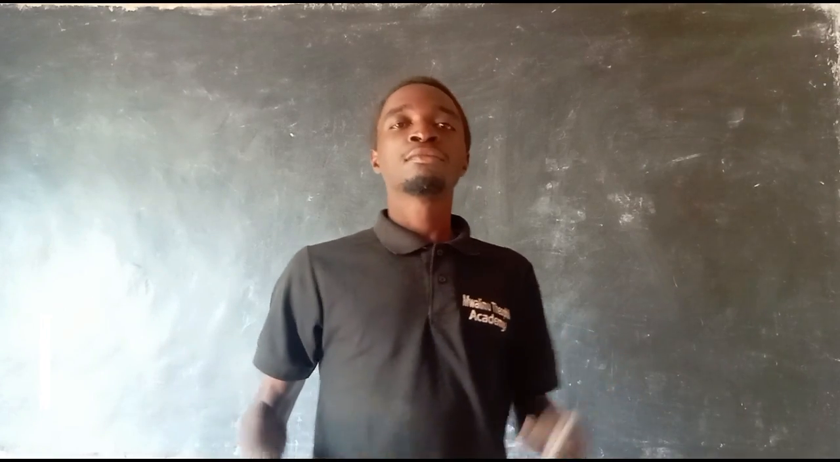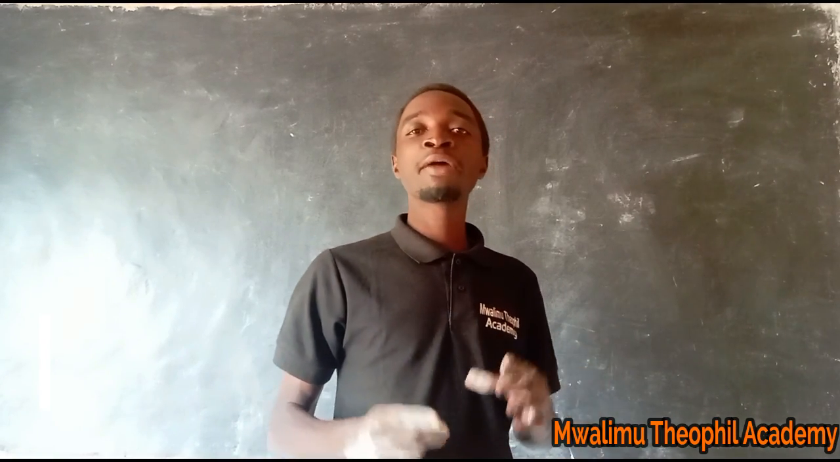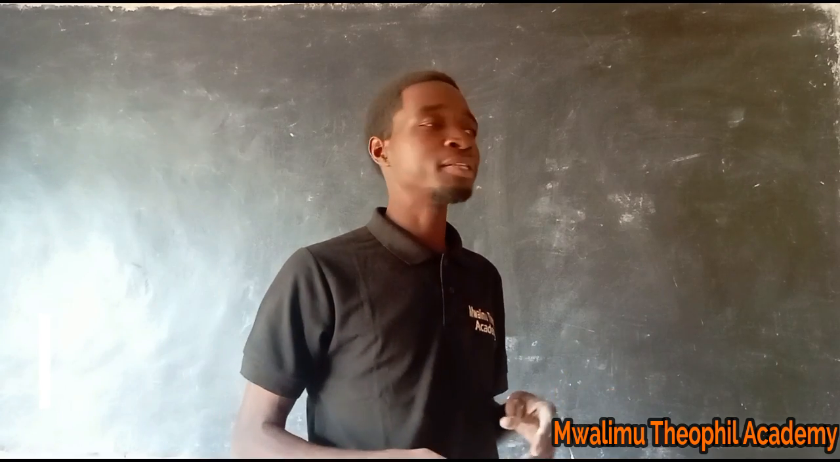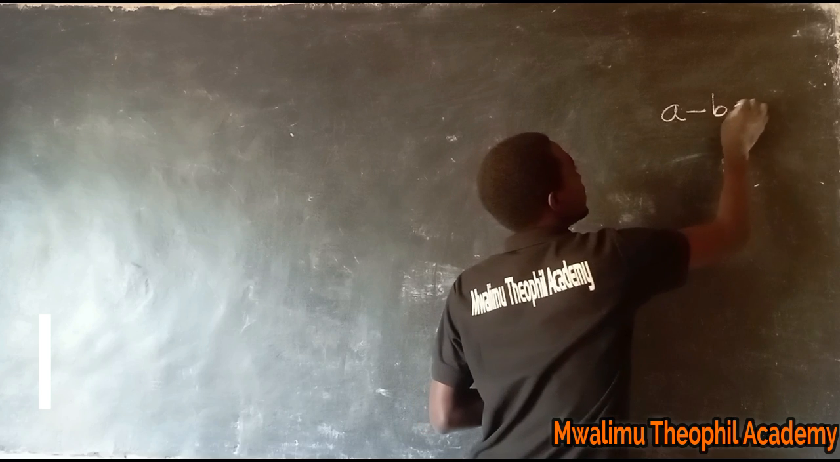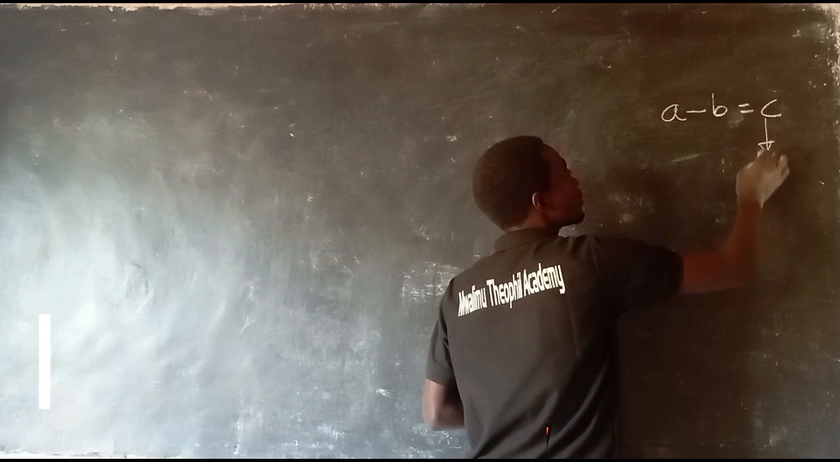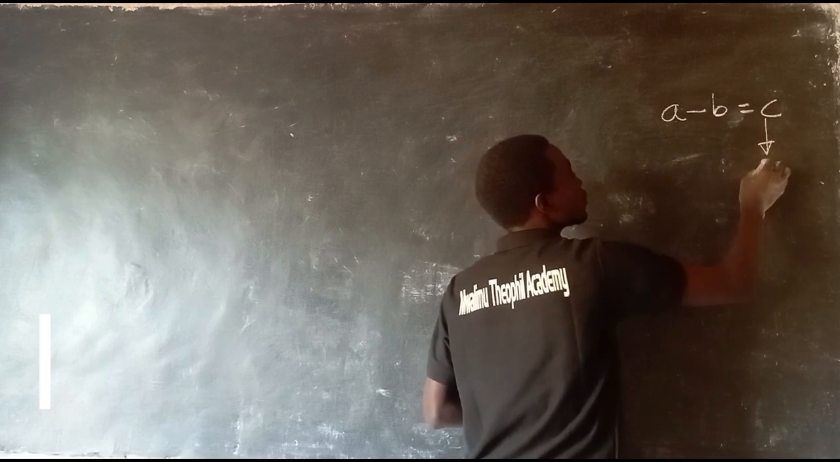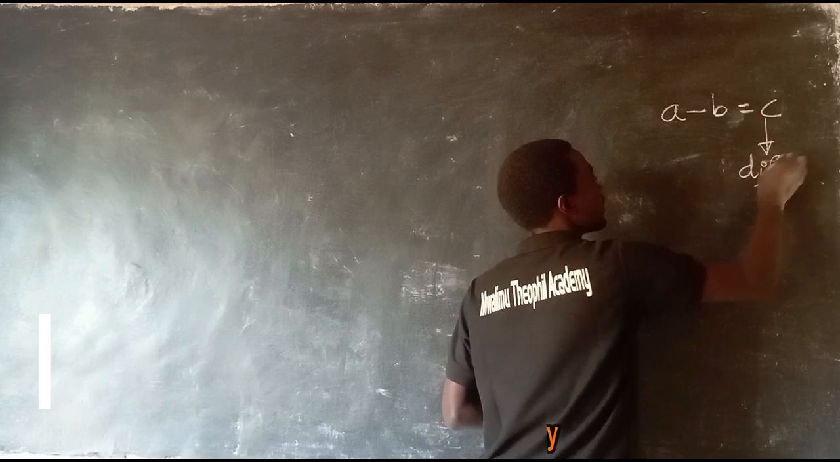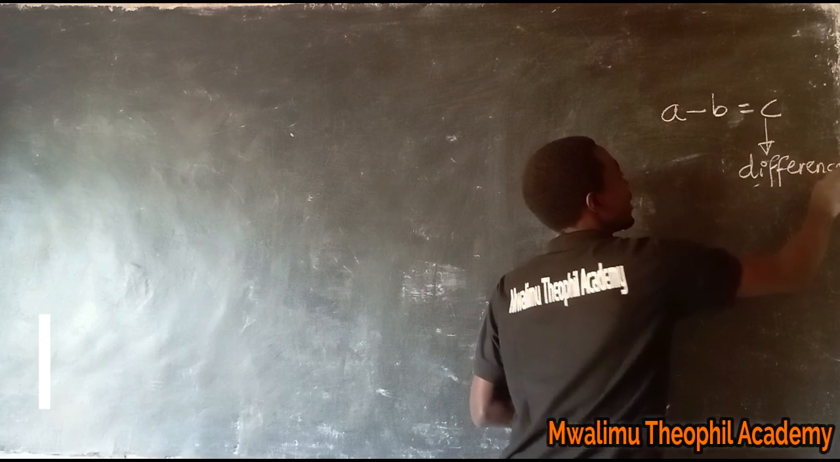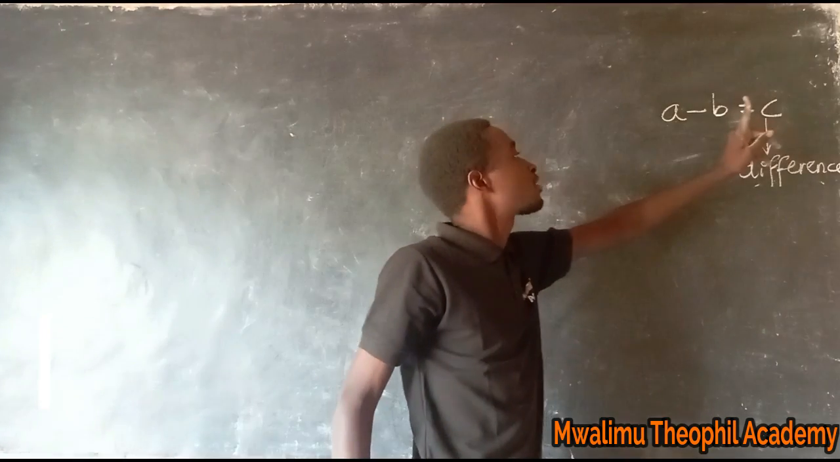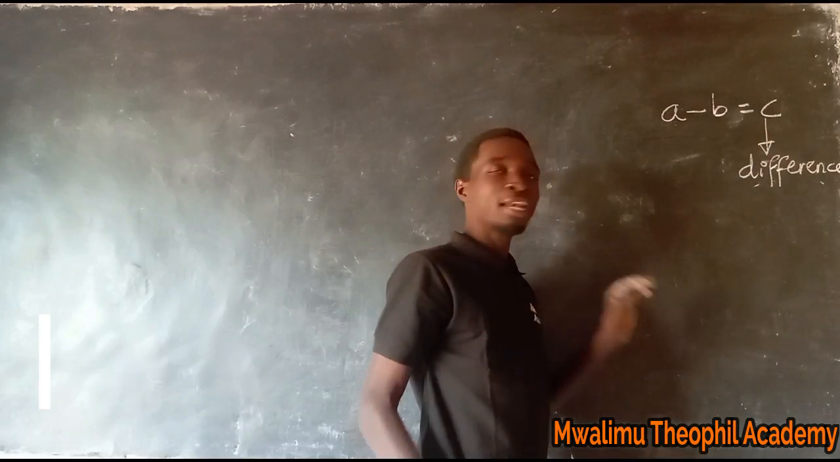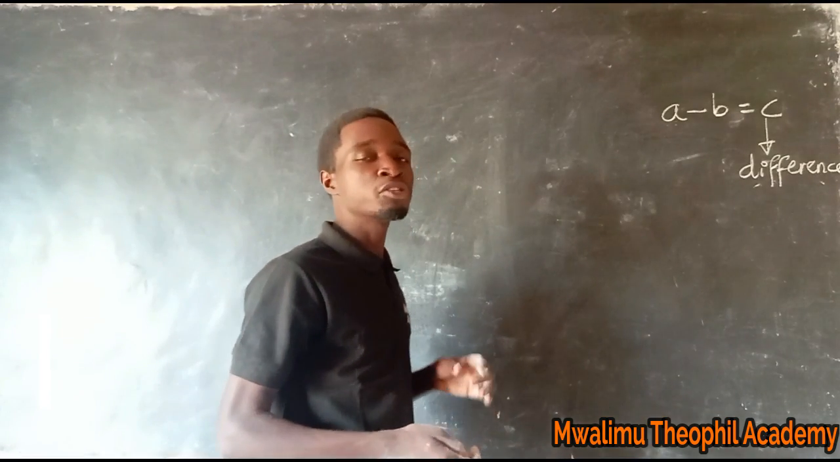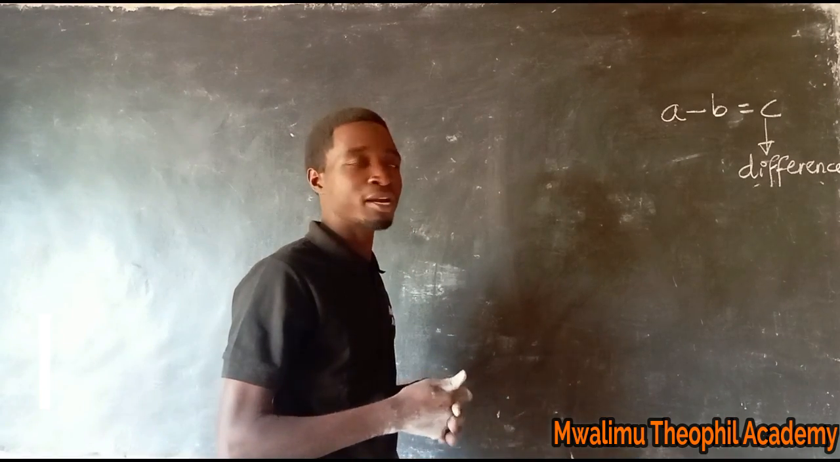Welcome to today's session. In this session, you are going to learn the way we carry out subtraction of whole numbers. For example, if we have A minus B is equal to C, the answer obtained after subtracting numbers is known as the difference. So we say that here C is the difference of A and B. Now, after this short introduction, let us see various examples concerning the subtraction of whole numbers.